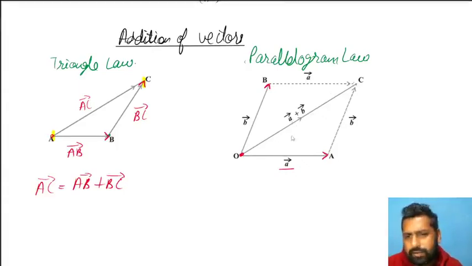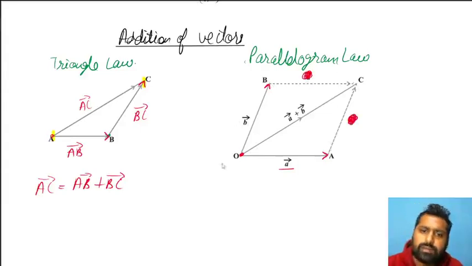So here I don't have to write anything, pretty much everything is written here. For the time being forget about this, focus only on this. A vector has to be like this, B vector has to be like this, then you draw a parallel line here, you get some sort of a parallelogram, and the diagonal will represent its resultant, or A plus B vector.